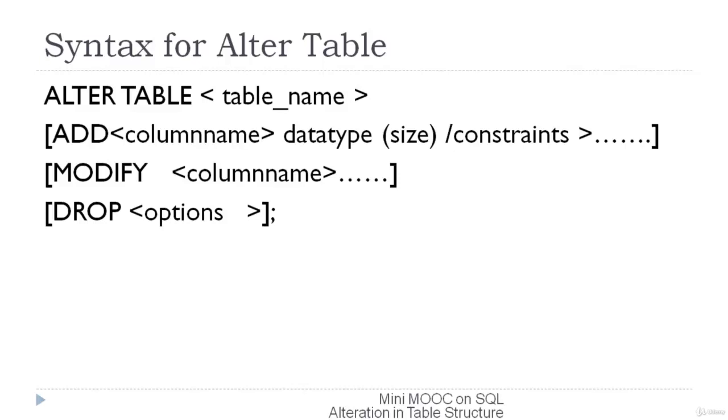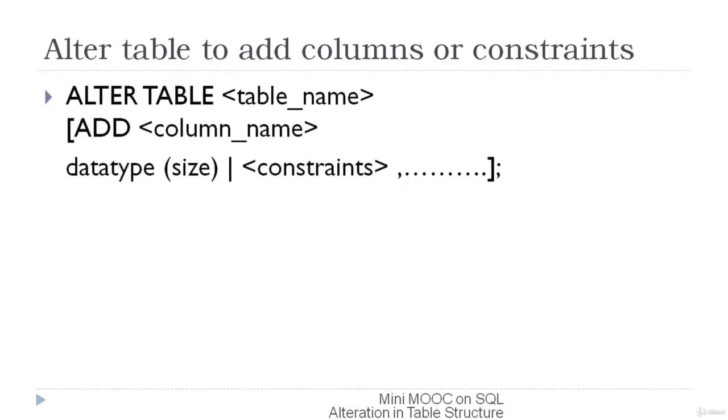Let us understand the use of this statement. Suppose during creation of a table you forget to add some columns to the table. You can add these columns later by using the add option of alter table. Its syntax is alter table, table name, add column name, data type and size. We can also specify constraints with this.